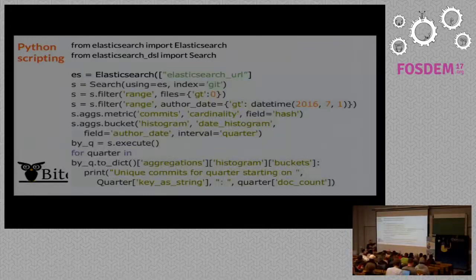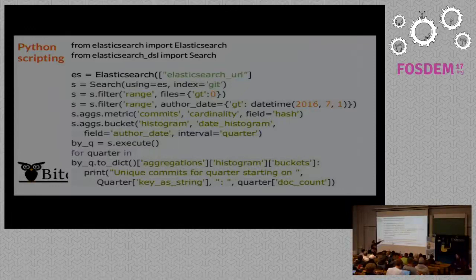And then I start adding parameters to the query. To begin with, I say I want files created at 0. That means that for each commit, we keep track of how many files are touched by it, and we don't want commits that are not touching any files. Usually they are merged commits, and for this we don't need them. Then we say, I want everything where the author date is greater than 2016 and something. That means give me all the data from that date on.